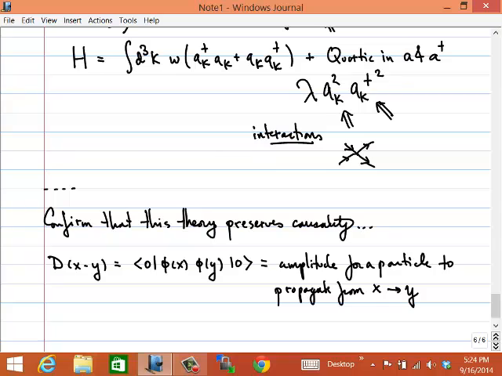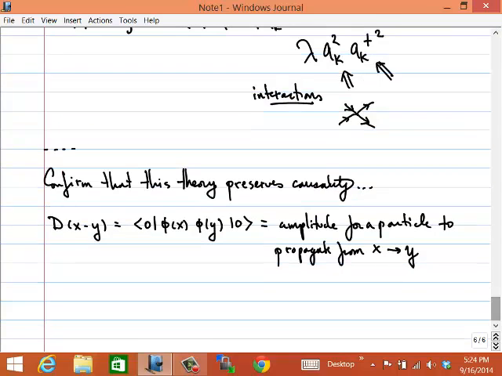I've written it as a function of x minus y because, as we're going to see in just a minute, because of translation invariance, it can only be a function of the distance x minus y. And here x and y are points in space-time, so they're really 4-vectors that I should call x^mu and y^mu.